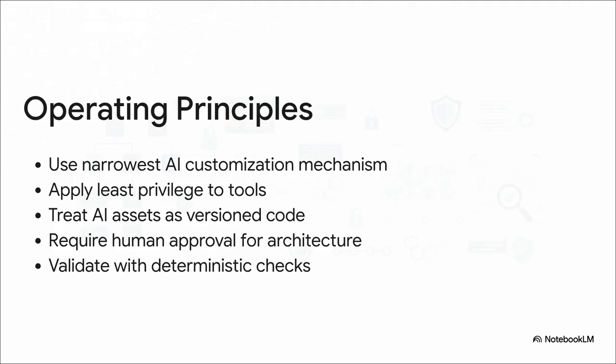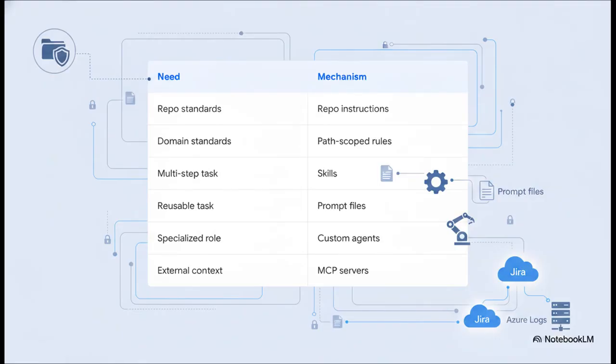You always want to use the narrowest AI customization possible, apply the principle of least privilege, and mandate human approval for any architectural or security decisions. Now you might be wondering, when do you actually use what? Well, the customization decision matrix basically maps your specific engineering need to the right mechanism.